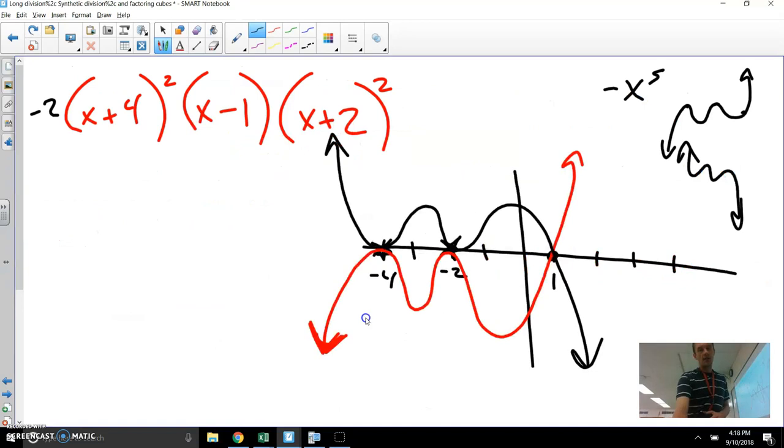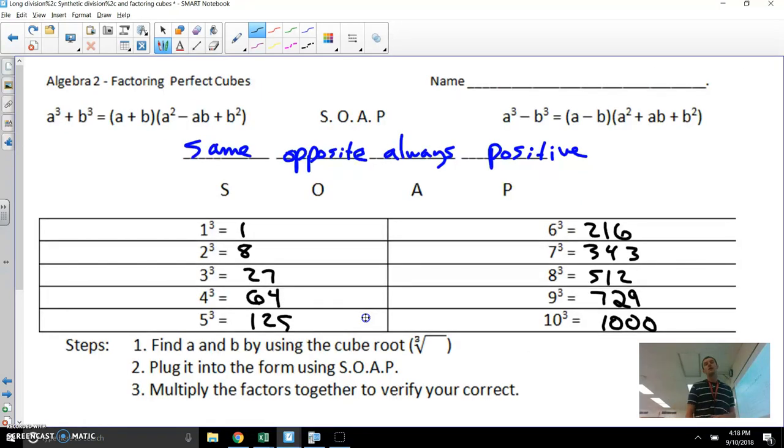The last thing we also reviewed is how we can use zeros and multiplicity to sketch graphs. We're going to keep doing that each day, because that was something we did last week on Thursday and Friday to get ready for our test this Friday.